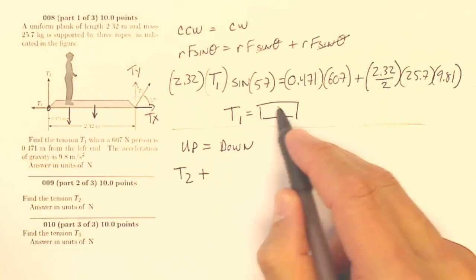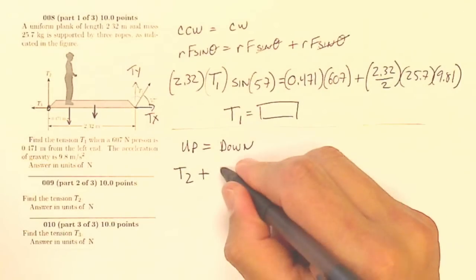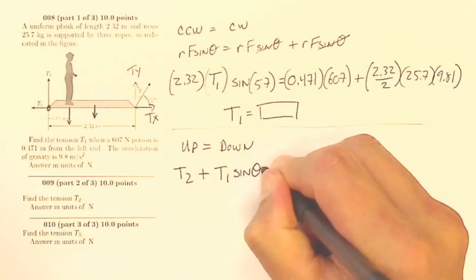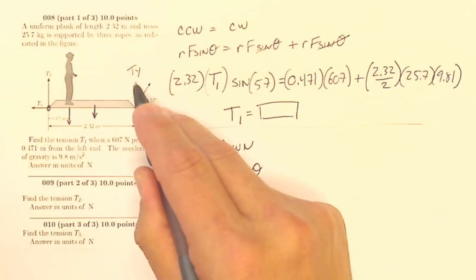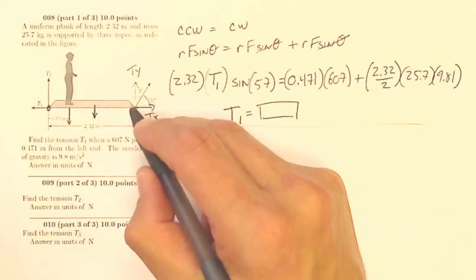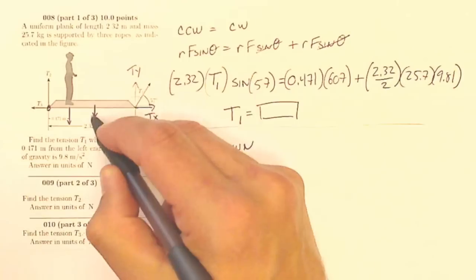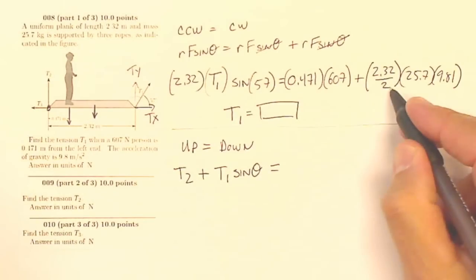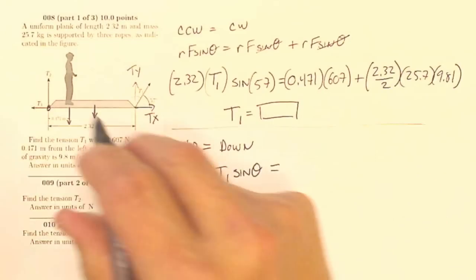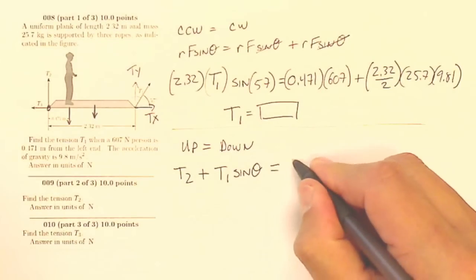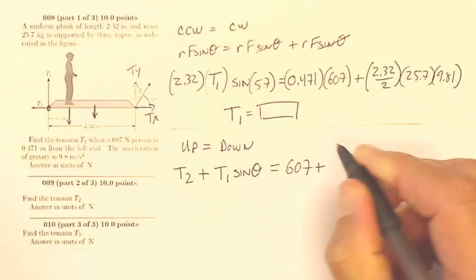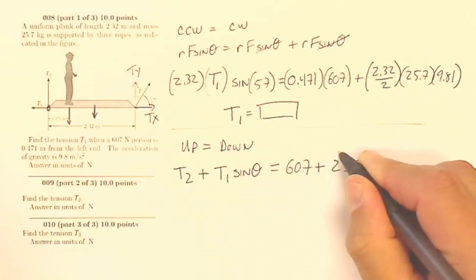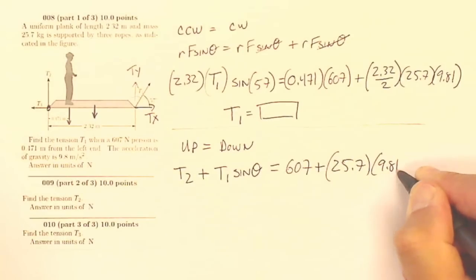Well, I know T1, but if I want TY, it's going to be T1 times the sine of theta, which will give me the vertical component of that. So that's up, and down and down are my two weights. So that's going to equal my 607 newtons plus the force of gravity on the plank. So that's going to be my 25.7 times 9.81.